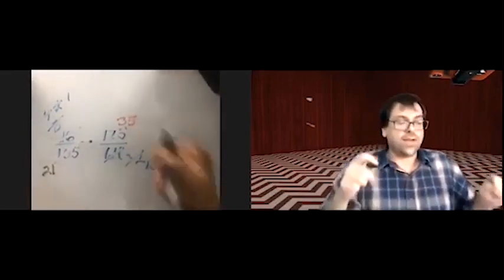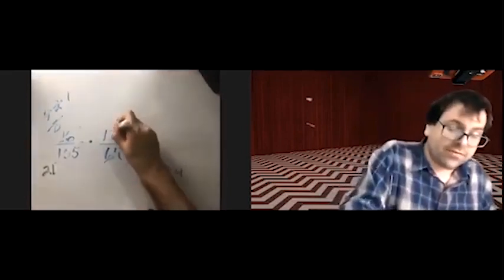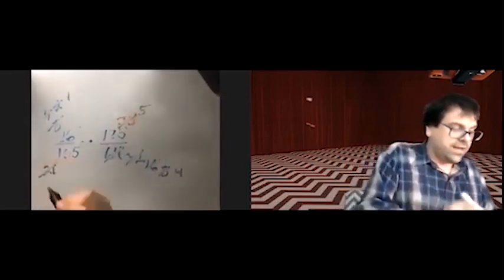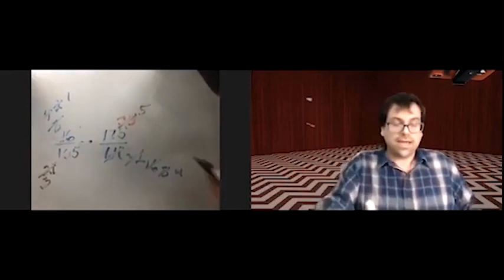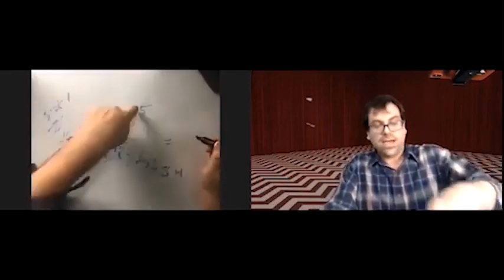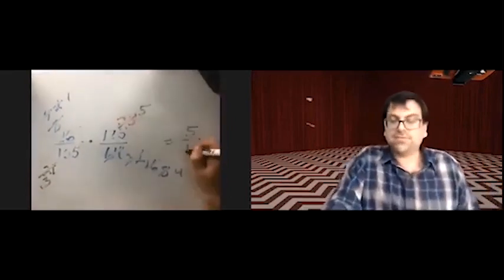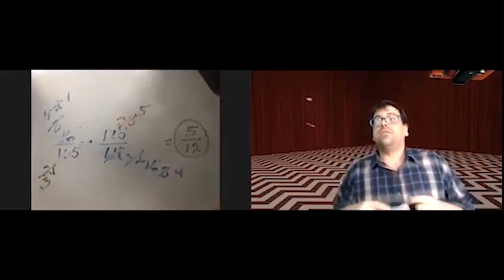And then 21 and 35, we can divide them both by 7. 35 divided by 7 is 5. 21 divided by 7 is 3. So what do we have here? We have 1 times 5 is 5 over 3 times 4 is 12. 5/12.